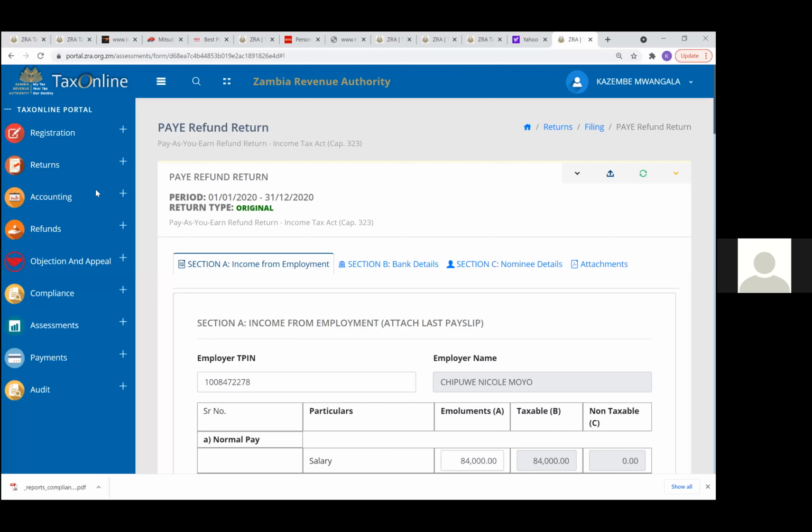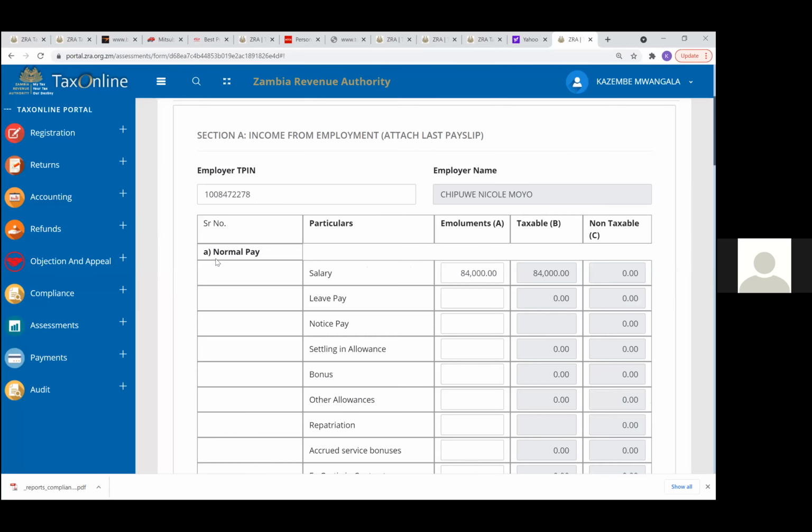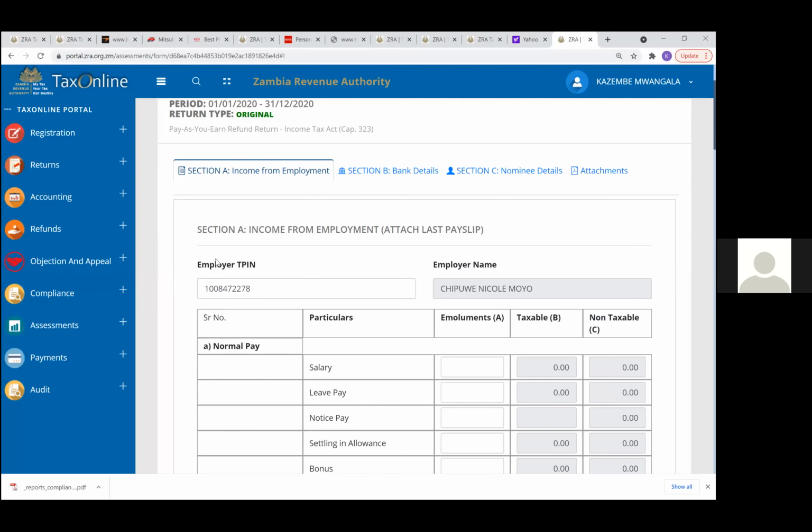So like I was saying, this person had two employers, the first one and the second one. We'll make a change so that we include the TPIN for the second or probably even the third employer. But now when it comes to attaching, you need to attach the payslips and all the necessary documentation, and even probably a contract from the second employer, so that we know that you're a part-time employee somewhere.